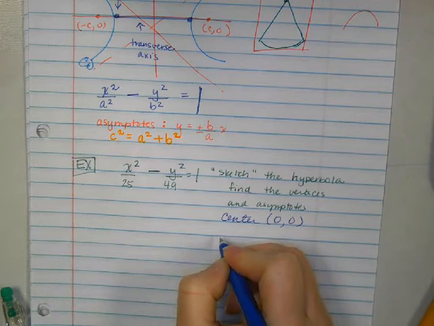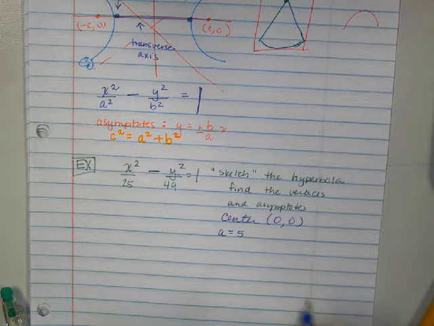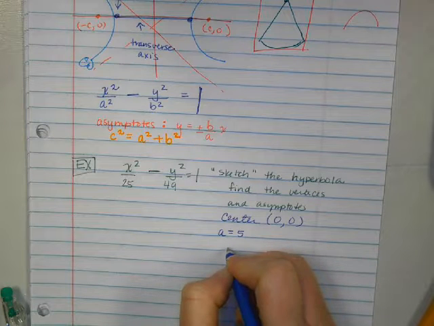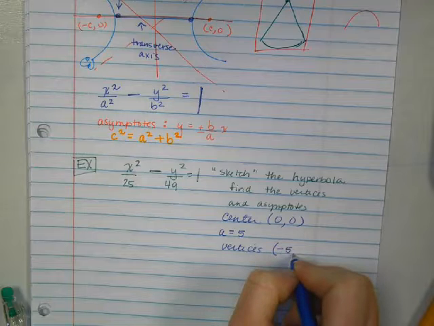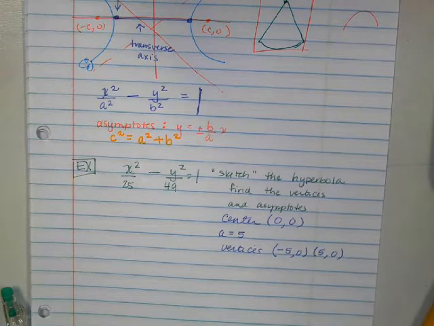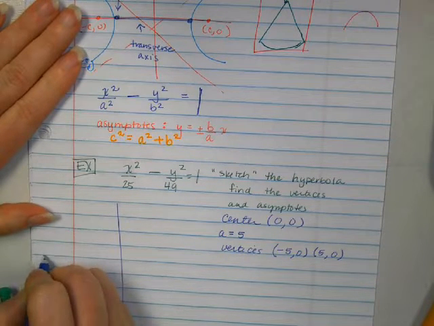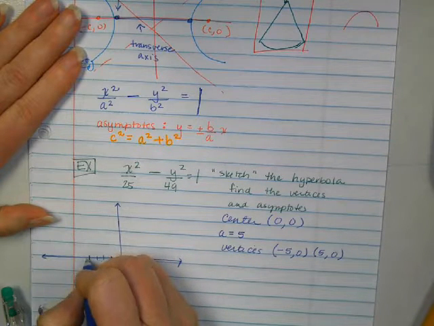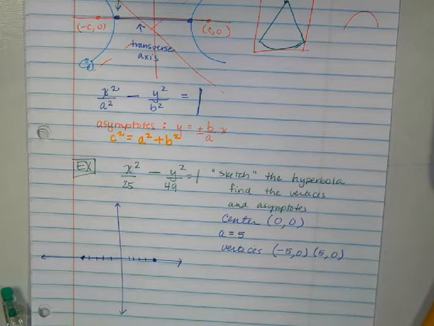So what's my a value? 5. Since that's the case, my horizontal vertices are going to be negative 5, 0, and 5, 0. So I'm going to just sketch this. Okay, so that would be where my vertices are.